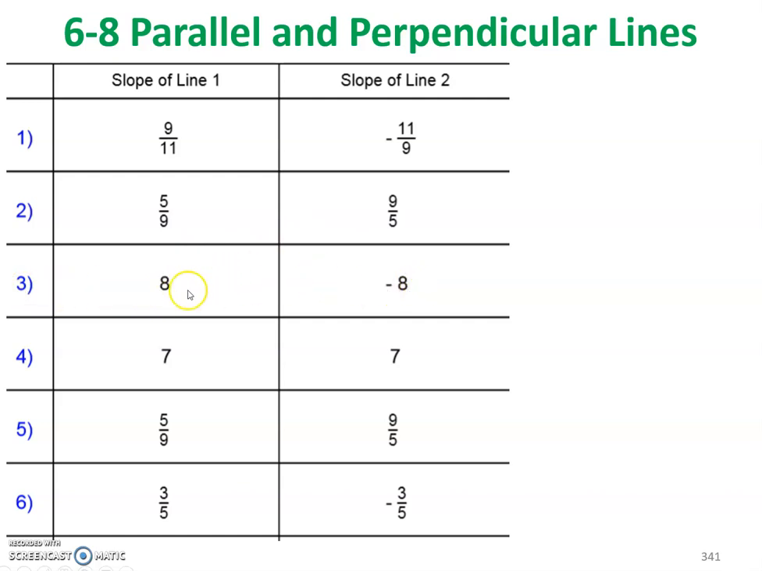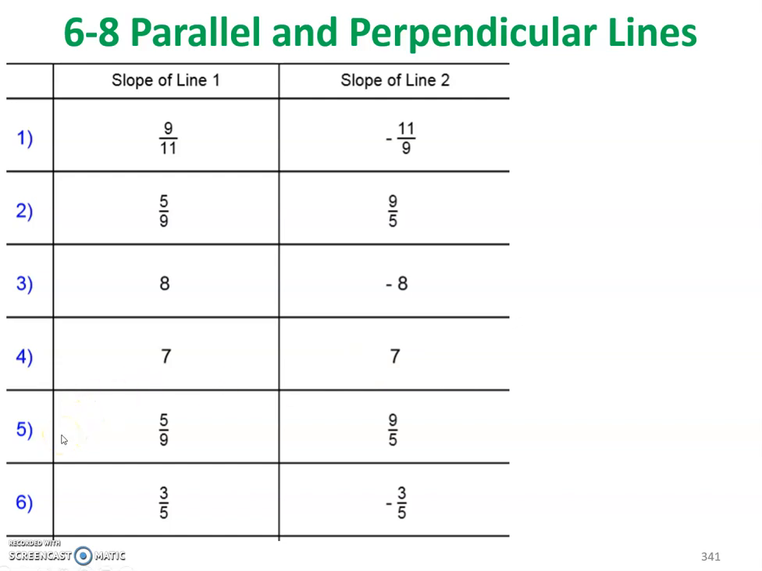Number 3, I have 8 and negative 8. Here, my sign switched, but I did not flip 8. So how would I flip 8? If 8 were a fraction, it'd be 8 over 1. And then I'd flip it to make it what? Negative 1/8. So number 3 is neither as well. Number 4, I have a slope of 7 and a slope of 7. Same slope, these would be parallel lines.